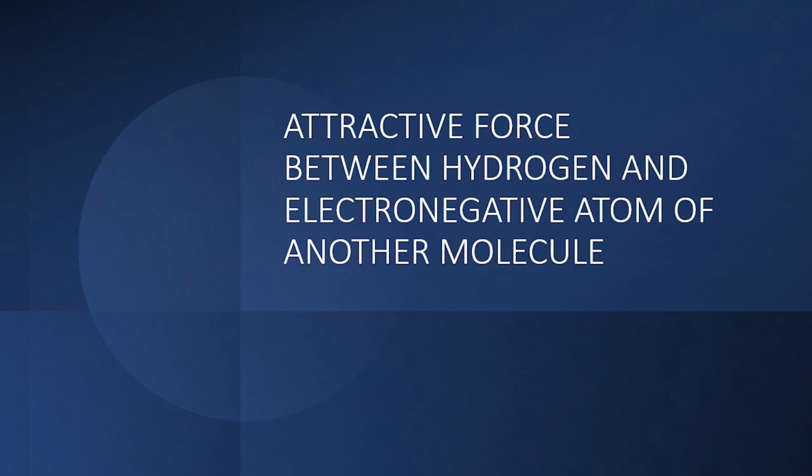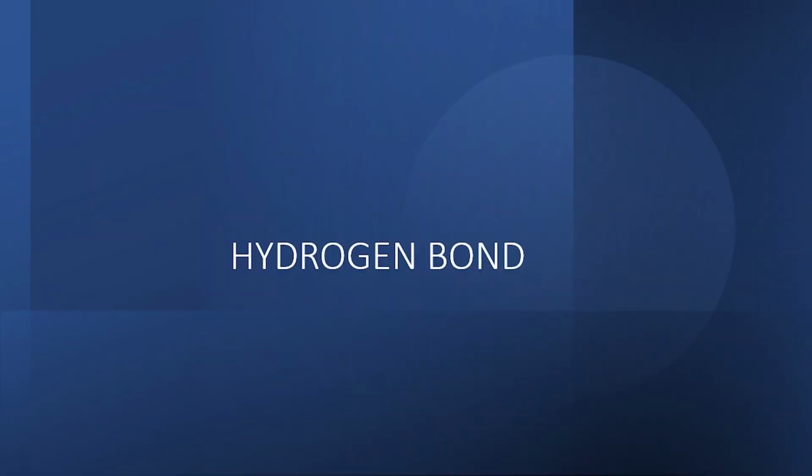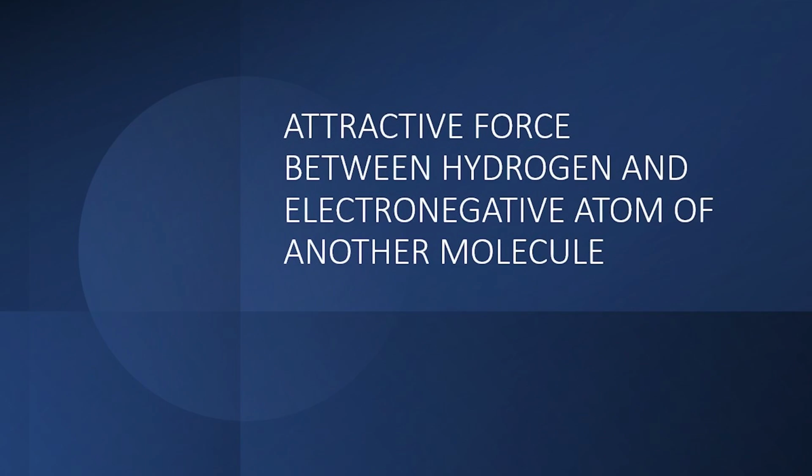That means the partially negative end of one molecule is attracted to the positively charged hydrogen of the neighboring molecule. This type of attractive force is called a hydrogen bond. So a hydrogen bond is the attractive force between a partially positive hydrogen atom and a partially negative end of another molecule. This type of attraction is again called a hydrogen bond.